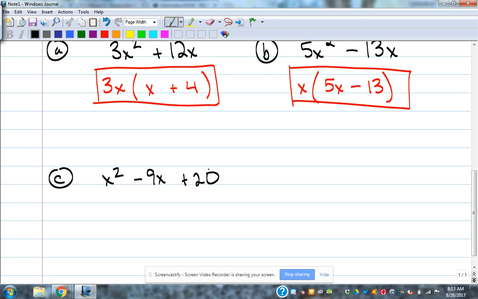x squared minus 9x plus 20. Okay. Is it in descending order? Yeah, it has x squared, then plain x, then the 20.